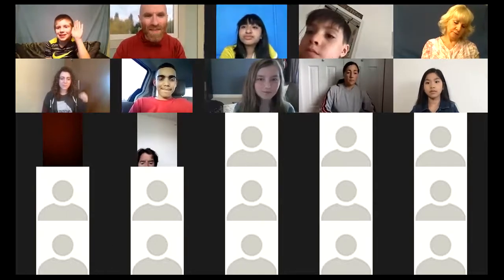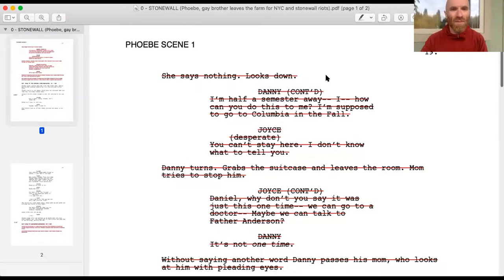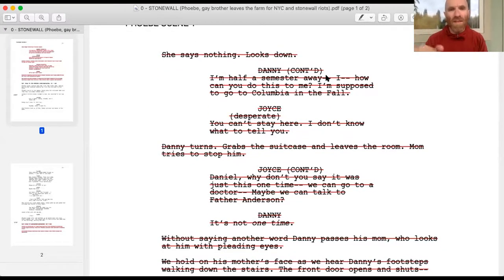So share the screen. Stonewall. This is Phoebe, scene 1. There were multiple audition sides for Phoebe, so that means she was a significant character with a significant arc. She's the younger sister. She says nothing, looks down.